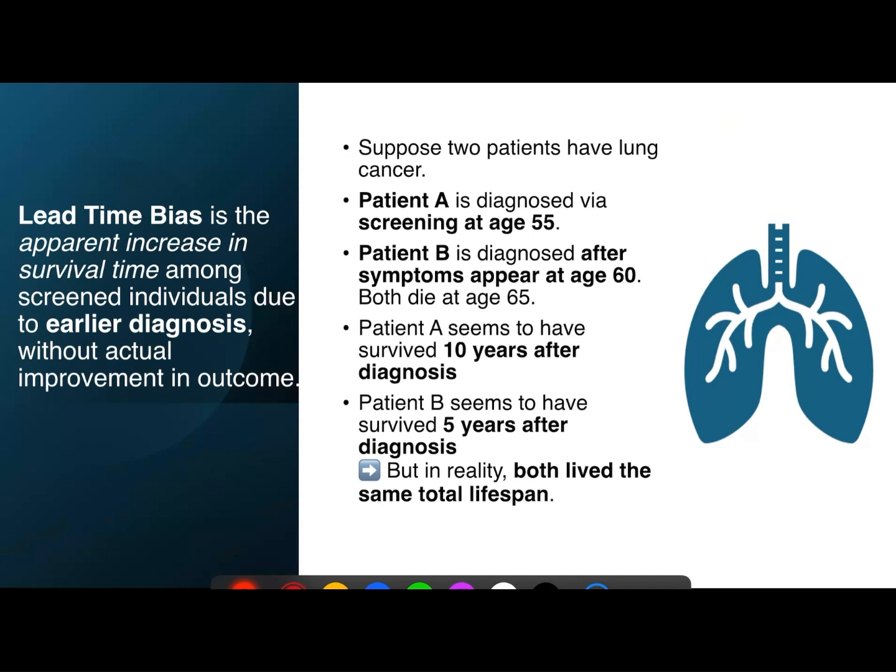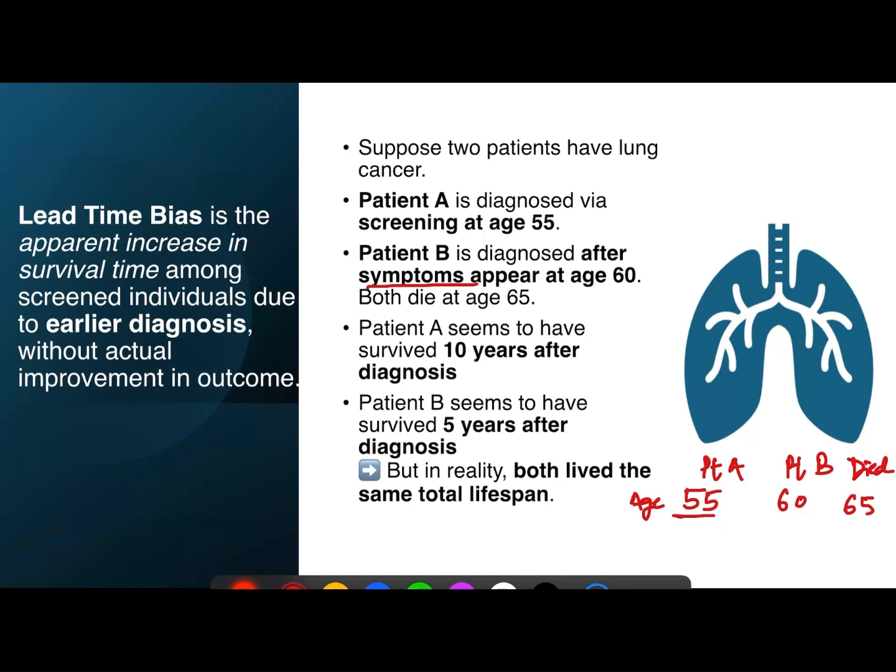Here we have two patients. One is patient A, another is patient B. Both of them are being diagnosed for the cancer, but the patient A is diagnosed via screening at the age of 55. But the patient B is diagnosed after the appearance of symptom at the age of 60. And both of them died at the age of 65.